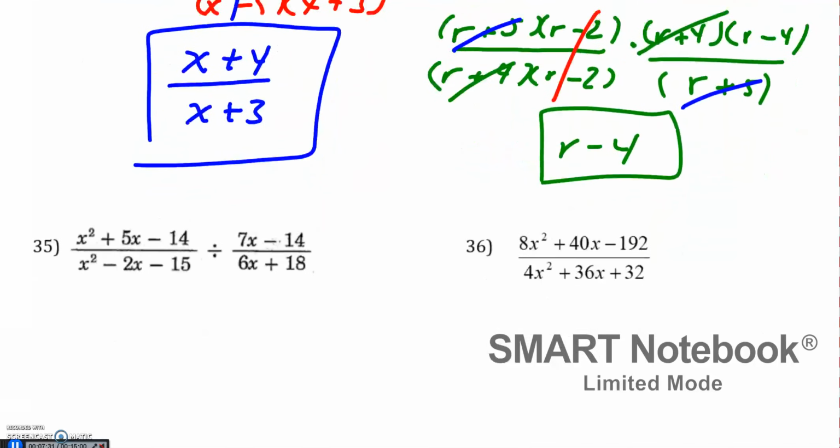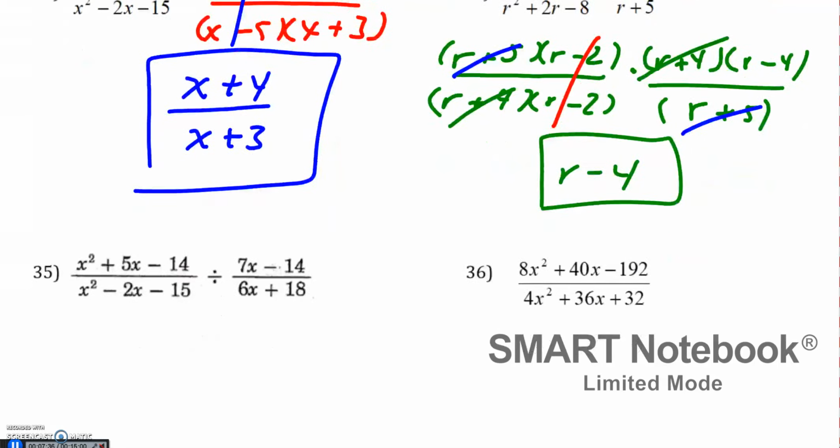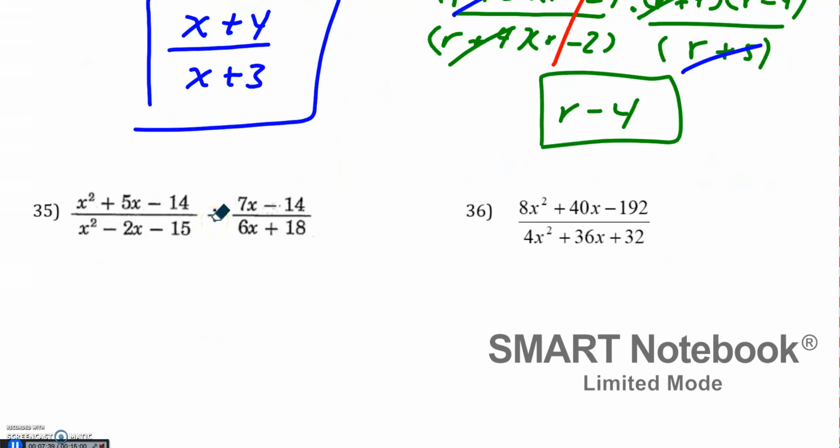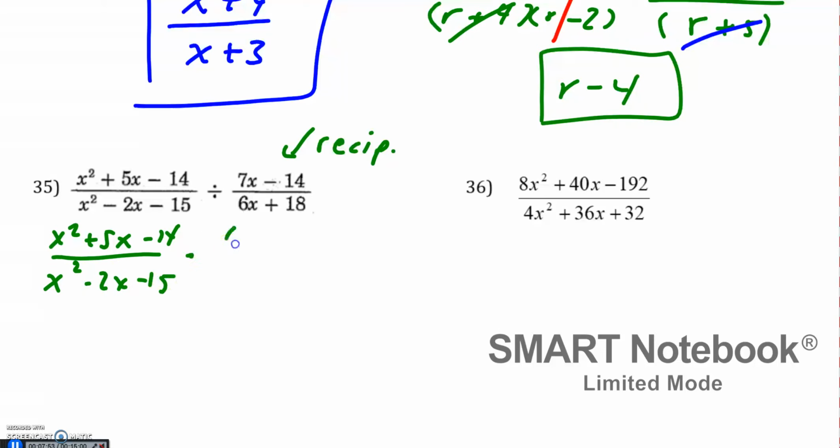Number 35 is similar to 34. Notice that 34 was initially multiplication. 35 is initially division. So I'm going to rewrite this problem first as a multiplication problem by multiplying by the reciprocal. So we have x squared plus 5x minus 14 over x squared minus 2x minus 15 times 6x plus 18 over 7x minus 14. I see a lot of plus or minus signs just hanging out without parentheses, so I need to factor or take out a GCF or something.